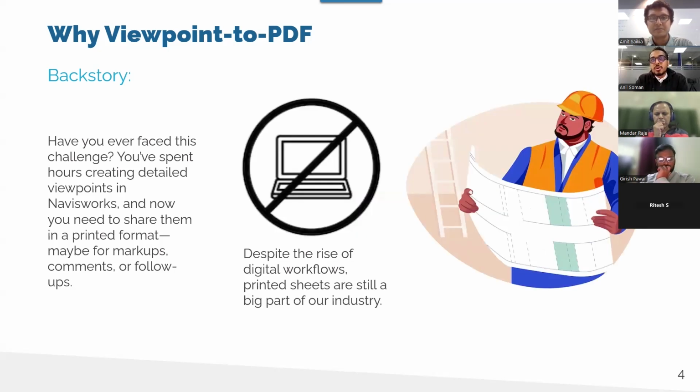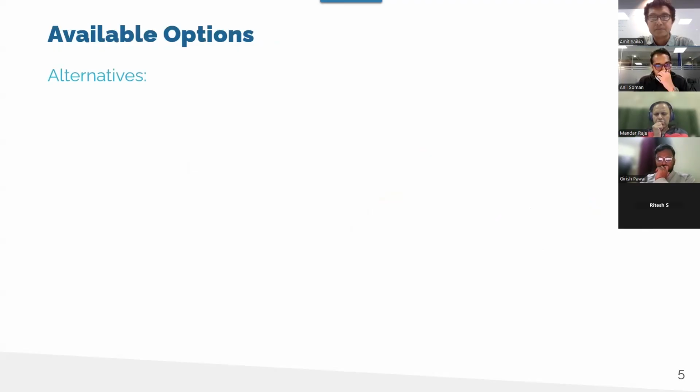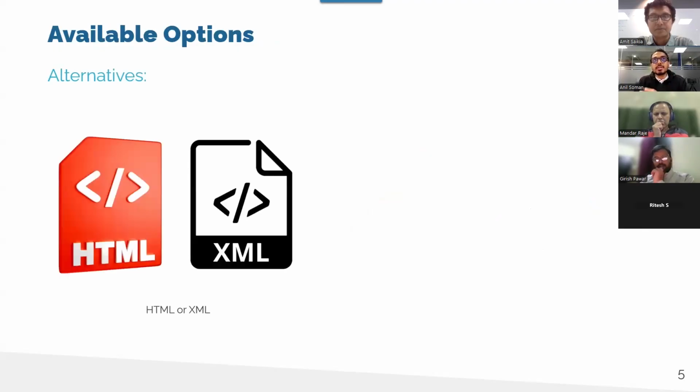But then the reality of the situation is, despite the rise of all digital workflows, printed sheets still rule the site. If you want to send something to the site, they still prefer printed sheets. But Navisworks inherently does not let us print PDF reports out. The alternatives that it offers for exporting viewpoints are HTML files or XML files, but these are not easy to use or easy to consume.